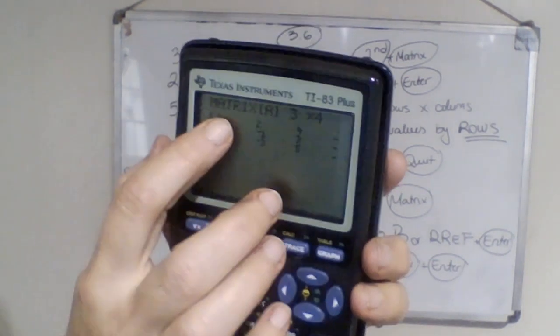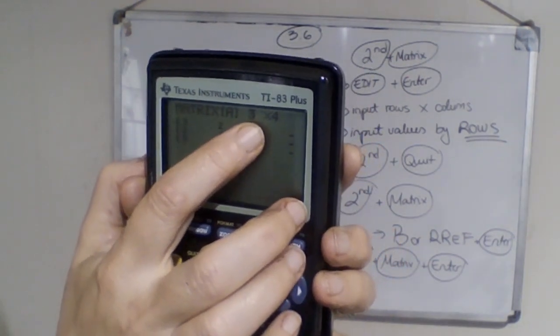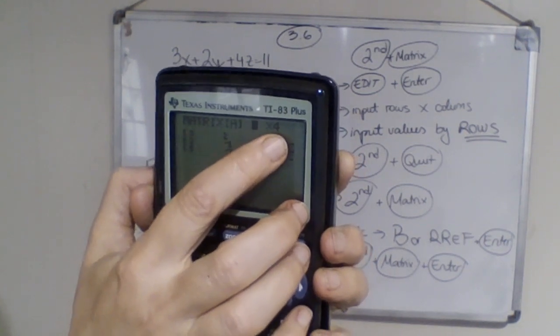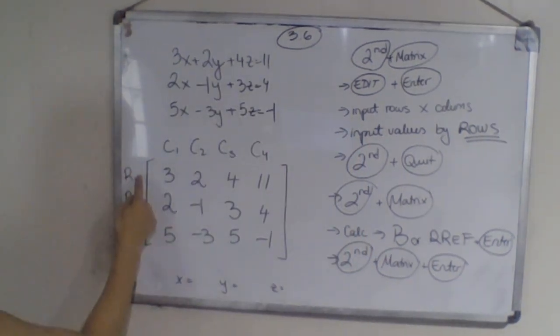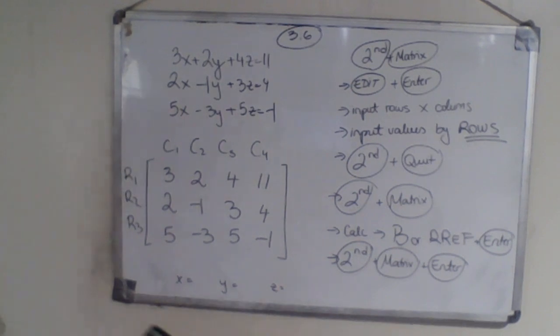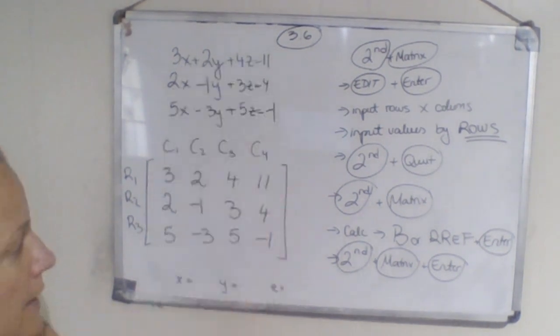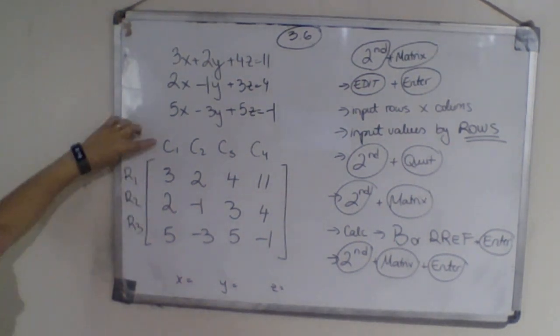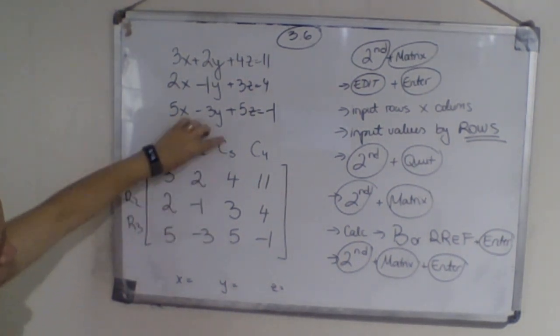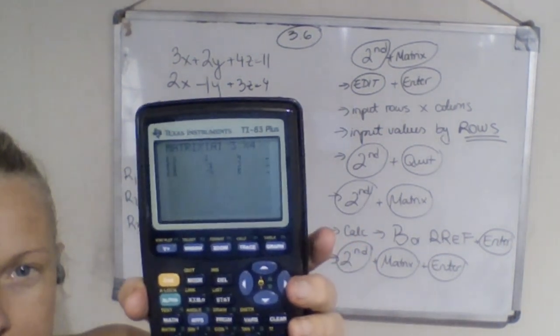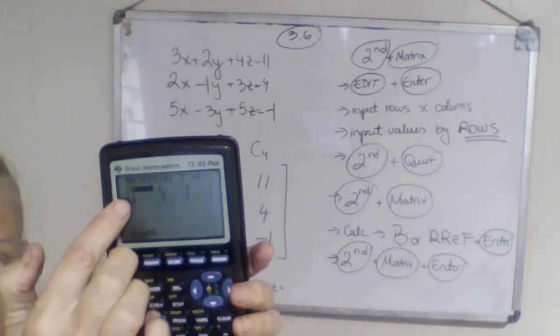Your first row is asking you to define it. How many rows, how many columns? First number your rows, second number your columns. Let's look on the board. How many rows do I have? 1, 2, 3. So I'm going to hit 3, and I'm going to say enter. It's going to move to the columns. Let me number my columns. 1, 2, 3, 4. I can now put 4 and hit enter. I am now inside my matrix.